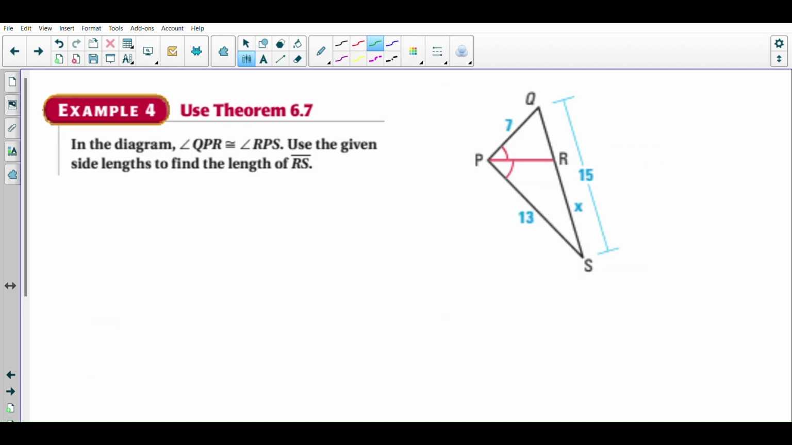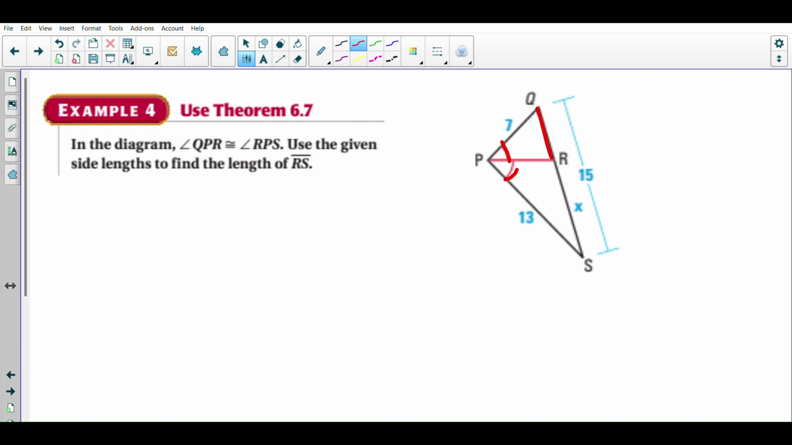Now we're going to use Theorem 6.7. Right away, in the diagram, angle QPR is congruent to angle RPS. That shows us those two angles are congruent, which means PR is a bisector, so we can apply Theorem 6.7. Use the given side lengths to find the length of RS. So we want to find RS, and we're going to apply it.